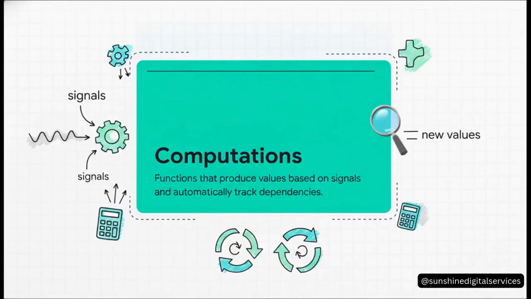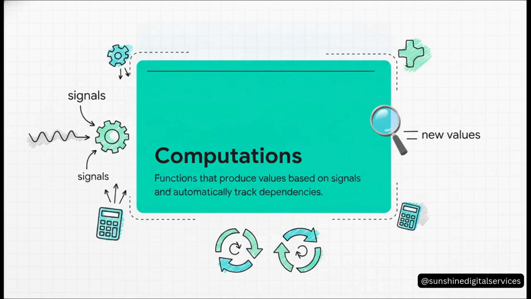Next up, we have computations. These are essentially functions that take your signals and use them to create new derived values. Let's keep going with our user profile example. If your primary signals are first name and last name, your computation might be a function that takes both of those and generates a full name.